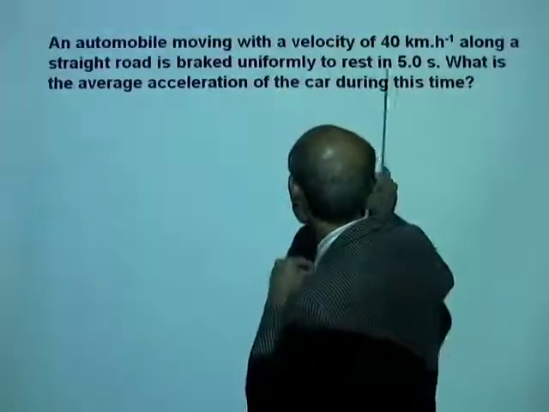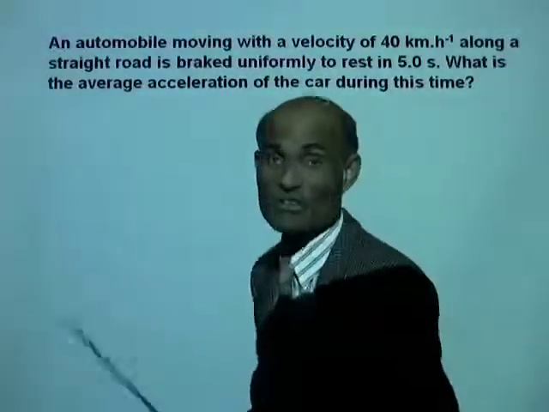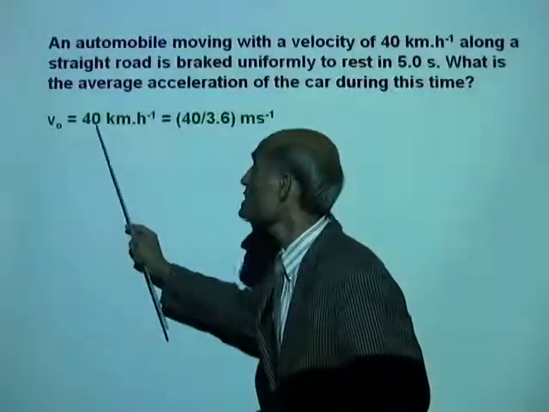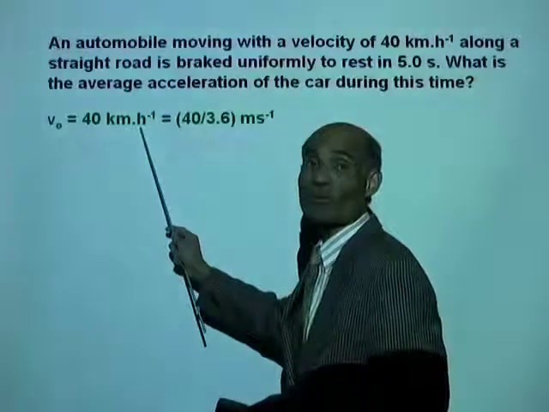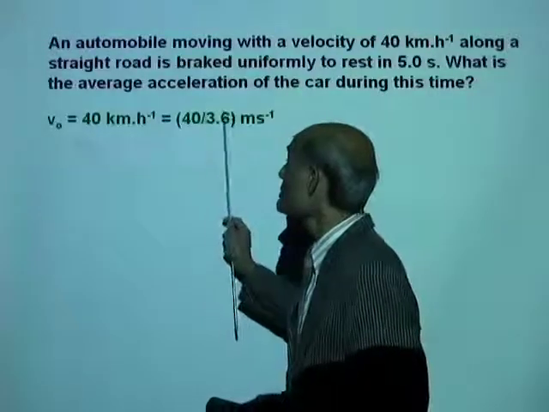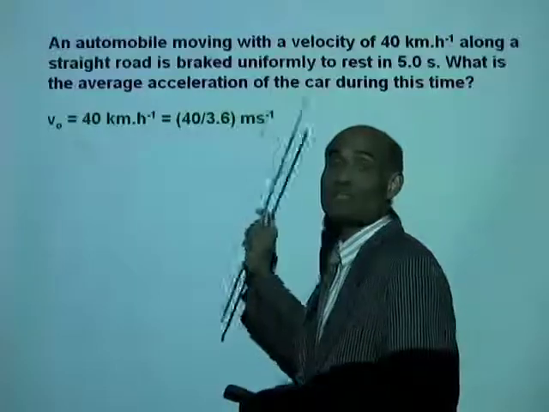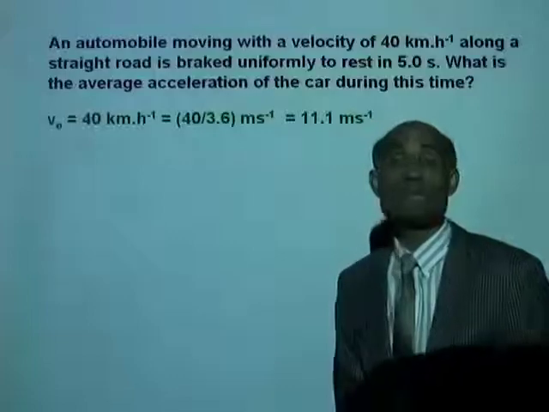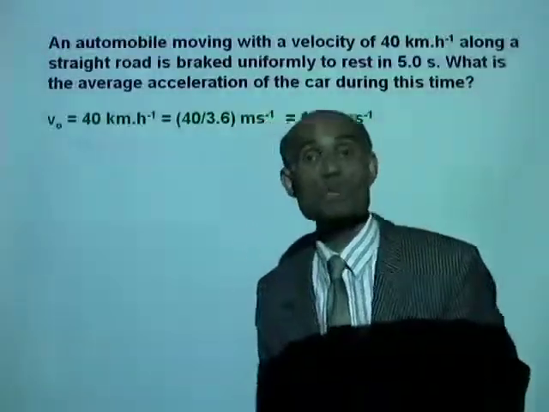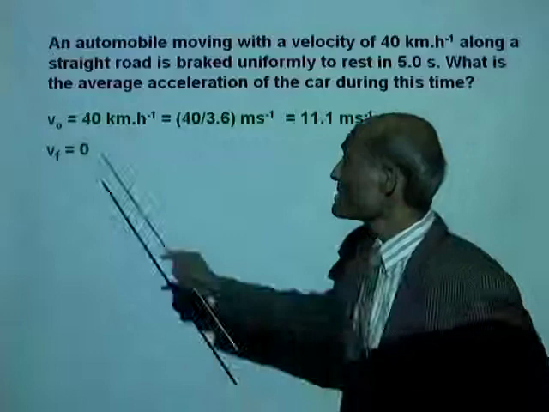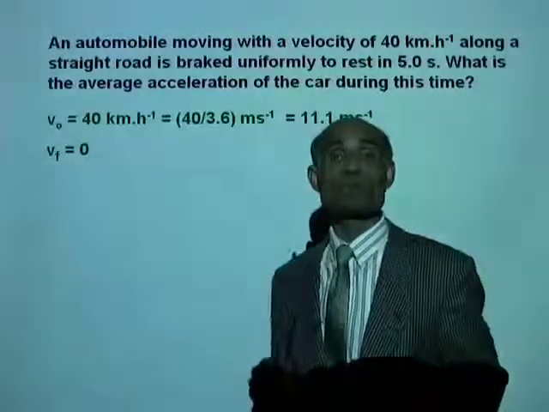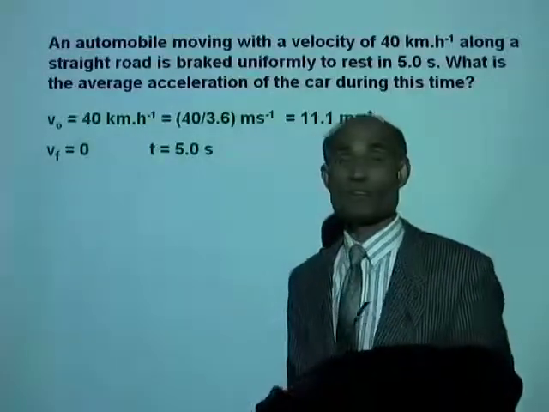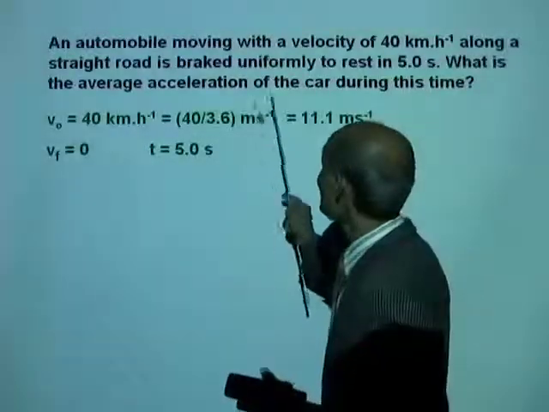And this happened in a time of 5 seconds. Let's write that down. v_0, the initial velocity, is 40 km/h, and that will be 40 divided by 3.6 meters per second. That is 11.1 meters per second. That is the initial velocity. What is v_f? v_f equals 0. Alright, the time is 5 seconds. But all we need to do is to find the acceleration.